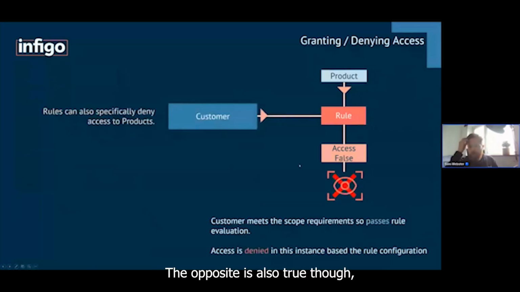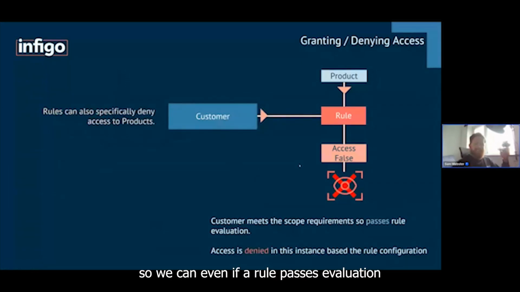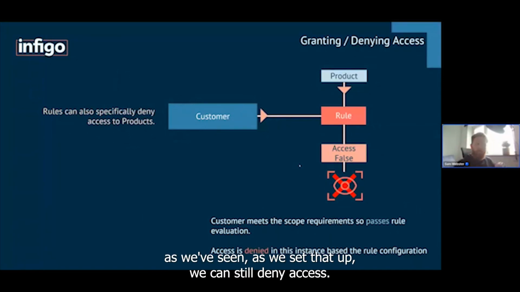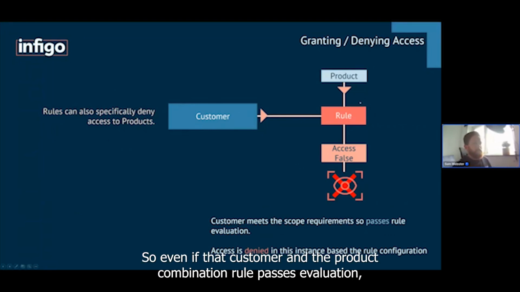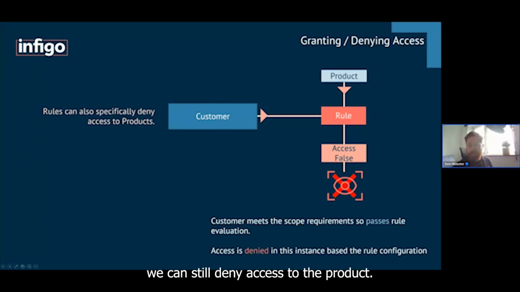The opposite is also true though. So even if a rule passes evaluation, as we've seen as we set that up, we can still deny access. It's not just immediate access granted. So even if that customer and the product combination rule passes evaluation, we can still deny access to the product.